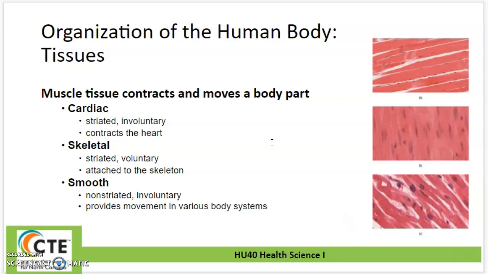Skeletal muscles we control. All right, they are voluntary. That means we control them. So for example, if I bend my arm up, my bicep is moving and I am controlling that. Right? It's attached to my skeleton.